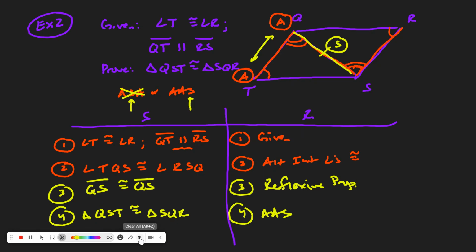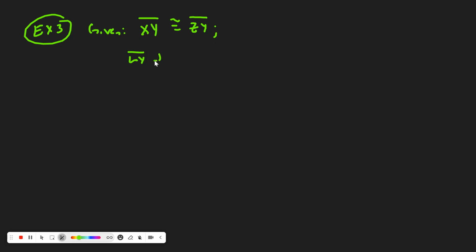Okay, 2 down, 1 to go. Last, but certainly not least. All right. So example 3. So we have given segment XY is congruent to segment ZY, and segment YX is perpendicular to segment XZ. Right? So you got to know what these symbols mean, right? That upside down T means perpendicular.